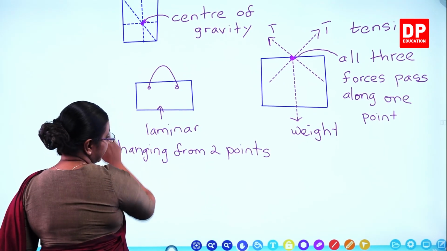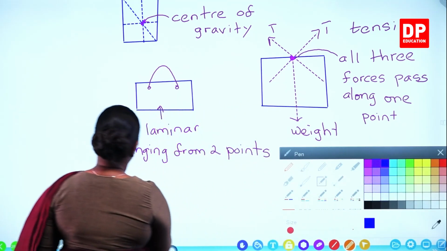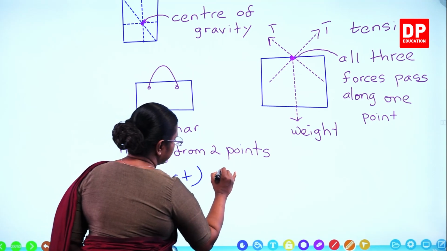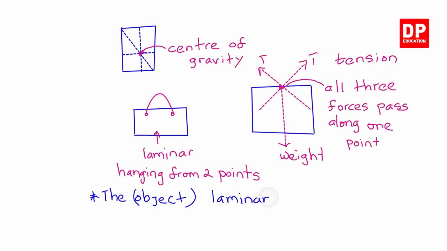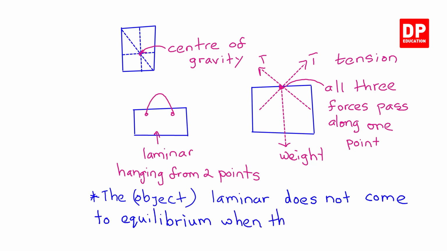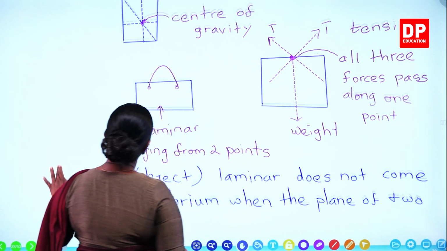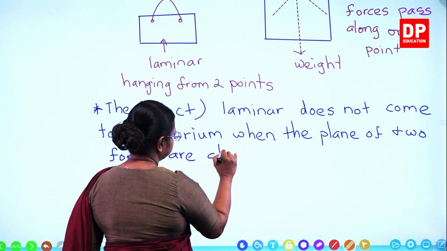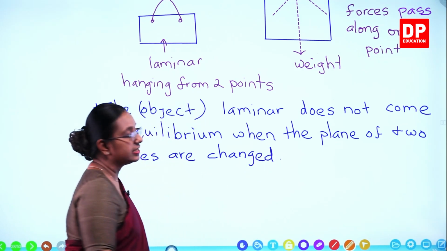So then the third part of the activity, the object, or here the lamina, does not come to equilibrium when the plane of two forces is changed. So that does not happen.